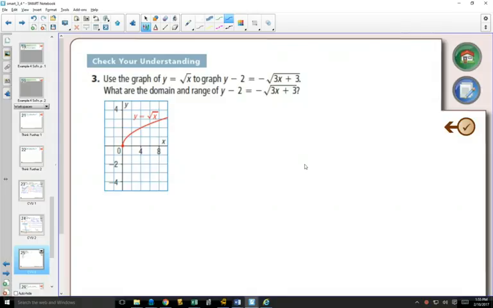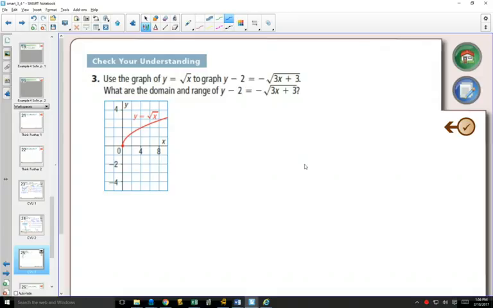Well, we got a negative out in front. What is that going to do? It's going to flip it, and it's going to flip it over the x-axis because it's outside. It's going to affect the y-coordinate. So that's going to be a flip, a vertical flip over the x-axis.